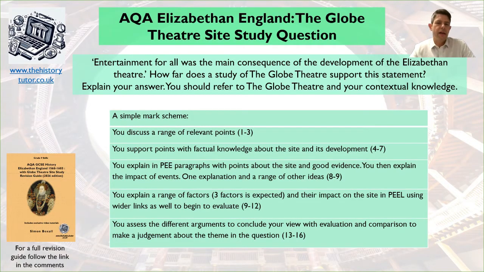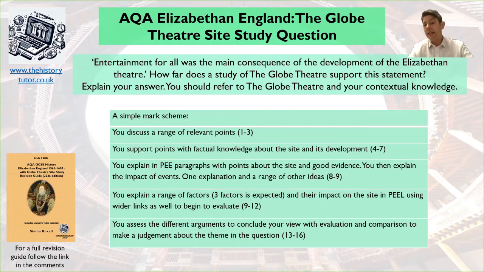So we talk about writing a point, evidence, explain, and a wider link idea. And this is obviously shown within the mark scheme when you break down the mark scheme into basic skills. So only giving points is going to get very low marks, 1 to 3 marks. Supportive points with knowledge about the theatre and the Globe Theatre, 4 to 7 marks. Obviously, the more paragraphs you've supported, the more marks you get. And then once you start explaining, if we've given a range of ideas, but we've explained one of them really well, we can get 8 to 9 marks.